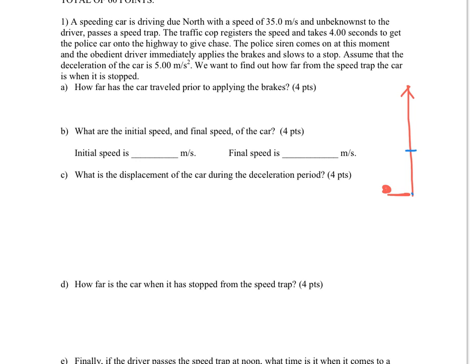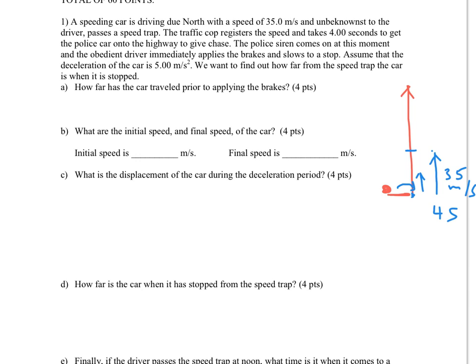The traffic cop registers the speed and takes 4 seconds to get the police car onto the freeway, on the highway, to give chase. So after the car passes the checkpoint here, the cop takes 4 seconds to get to it before it starts chasing after the car and sounding the siren. So this part of the journey is one at constant velocity of 35 meters per second for 4 seconds.